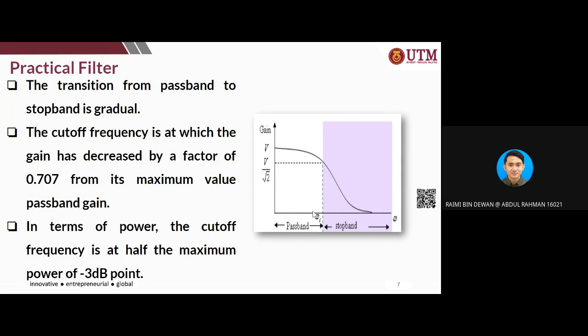So this is omega c. Omega c is the frequency at which the gain has decreased by a factor of 1 over square root of 2. In terms of power, the cutoff frequency is at half the maximum power, the negative 3 dB point. So this is in terms of power, and this one is gain. Make sure you're able to differentiate that.